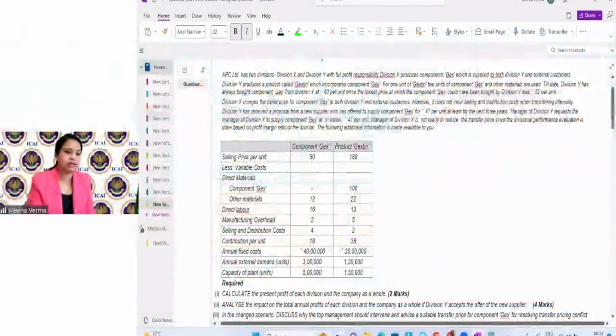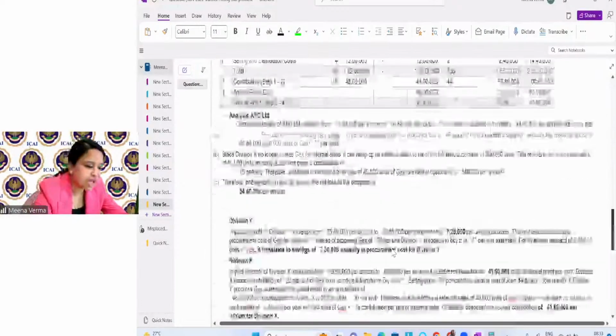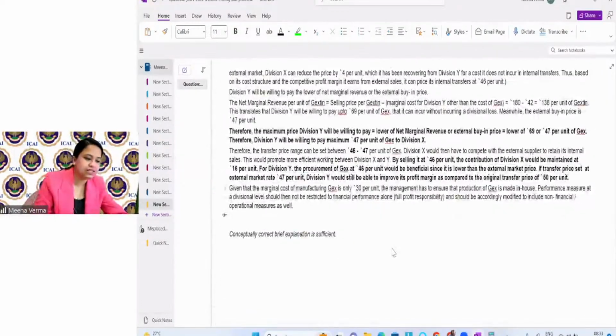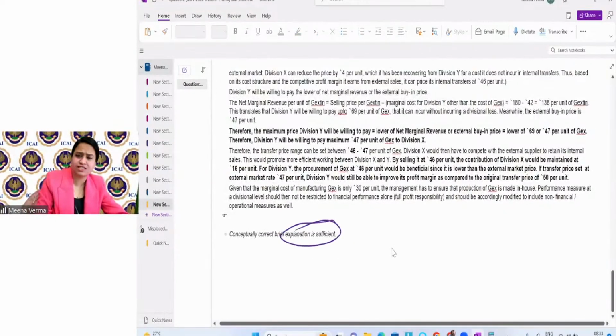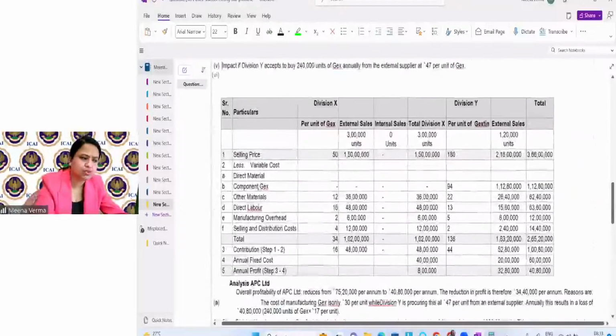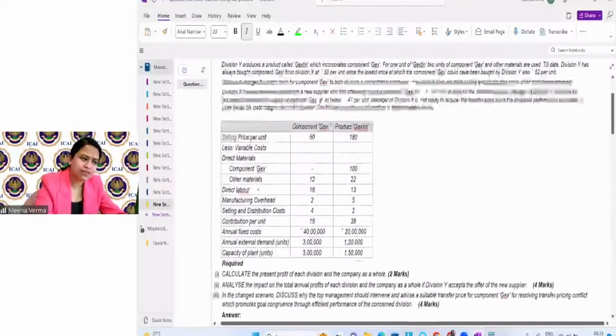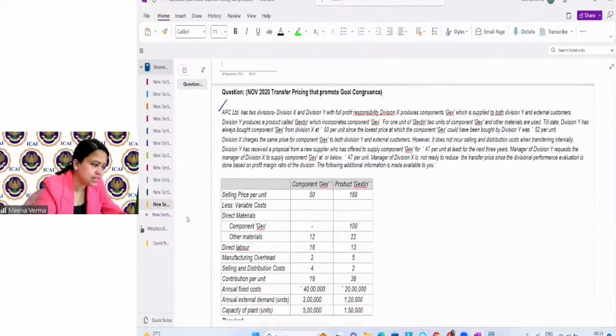Hi, welcome back. So let's start one more question. So if you will see, in the explanation, they have written so many lines, but at the end, they have written one line. Conceptually, brief explanation is sufficient. So you don't need to write so much, right? You can see so much is written here. You don't need to write all these things. Conceptually, brief explanation is enough. It is given to you.